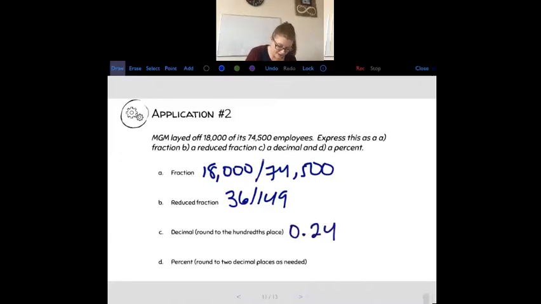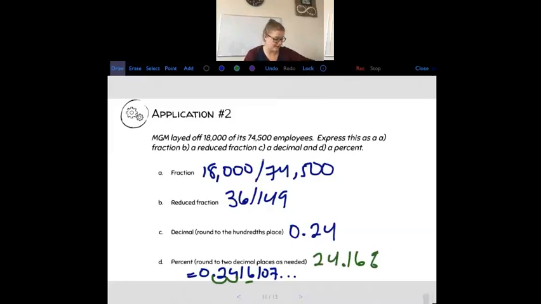And then as a percentage, it says round to 2 decimal places as needed, so that means make it into a percentage first, and then make sure you're at 2 decimal places. So this is 0.2416107... If we move the decimal 2 places to the right, 24 point, and then we would have 1, 6. That 1 to the right of the 6 doesn't make it round, so that would be 24.16%.